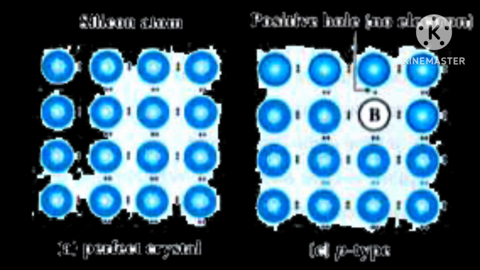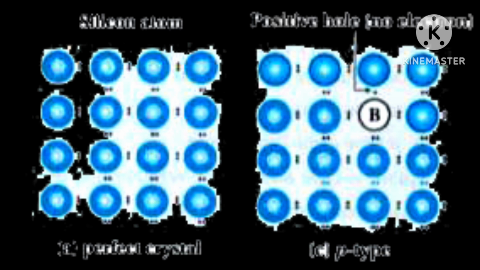The place where the 4th valence electron is missing. Now you can see in group 13, only 3 electrons are there, 4th is missing. In the 4th valence there is no electron. The place where the 4th valence electron is missing, no electron, that is called electron hole or electron vacancy.